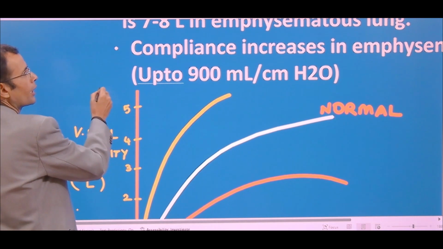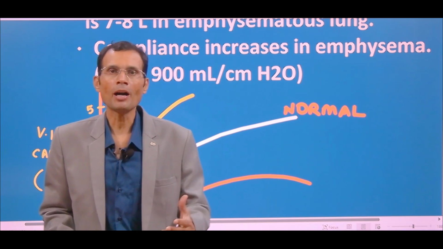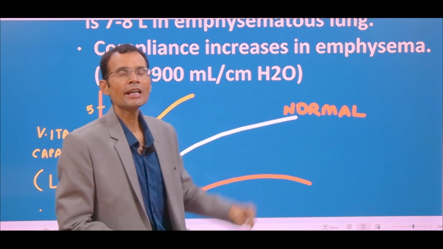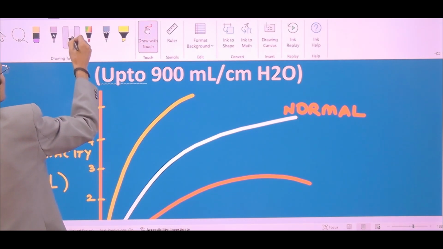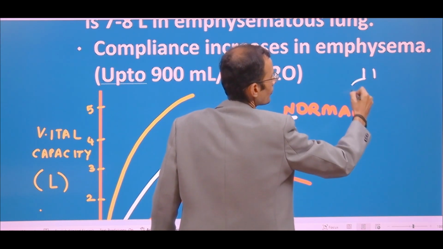Now coming to another tricky part to understand. That's compliance. Compliance increases in emphysema. Look, what happens is that alveolar walls are getting damaged.